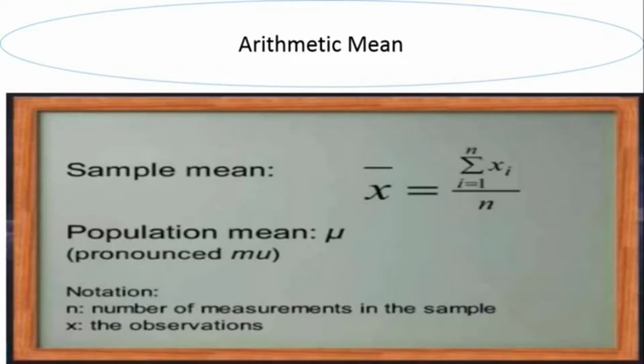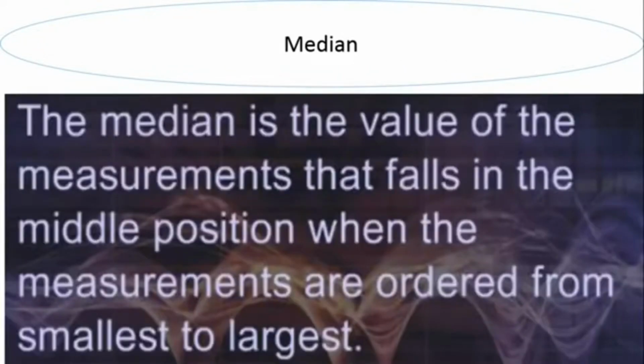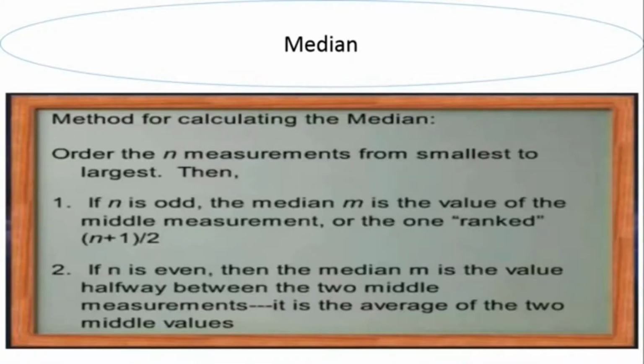Population mean is shown similarly. Median is the value of the measurement that falls into the middle position when the measurements are ordered from smallest to largest. So you should search for the middle position when you classify your observations from the smallest to the largest. The first case is where the number of measurements is an odd number. When you have an odd number, the median is the value of the middle measurement, or the one of rank (n+1)/2.